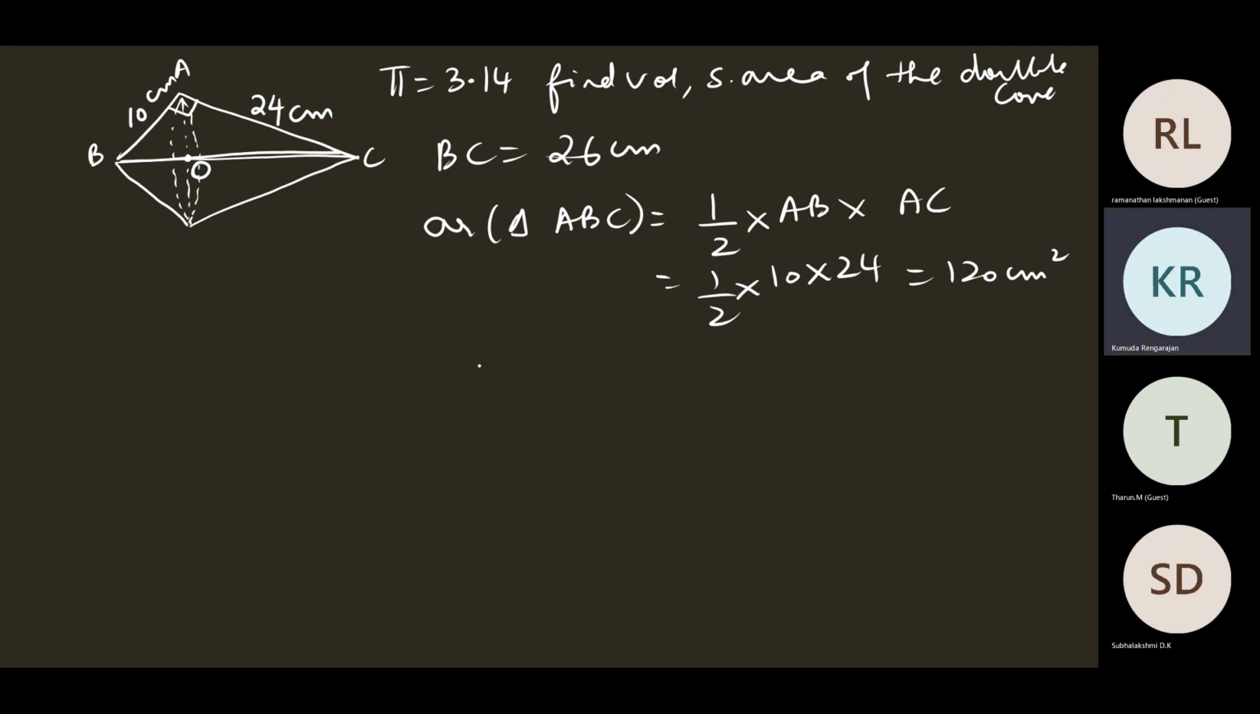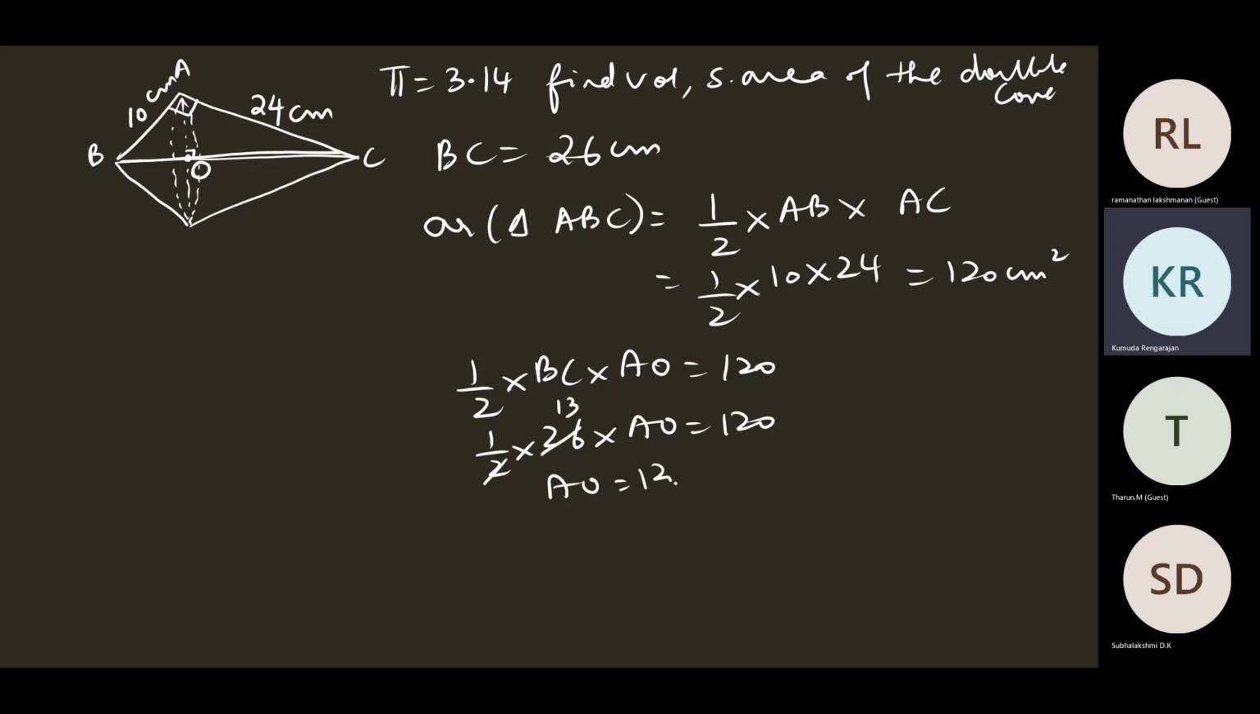Now, half into base BC into height AO will also be 120. So half into BC, which is 26, into AO is equal to 120. So AO is equal to, this is 13 on cancelling, 120 by 13 centimeter. This is enough. AO is sufficient to answer the questions.